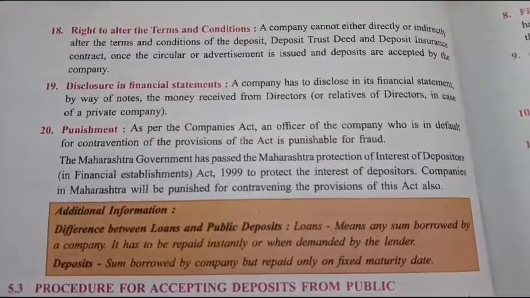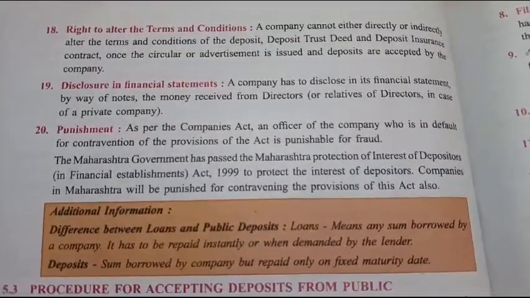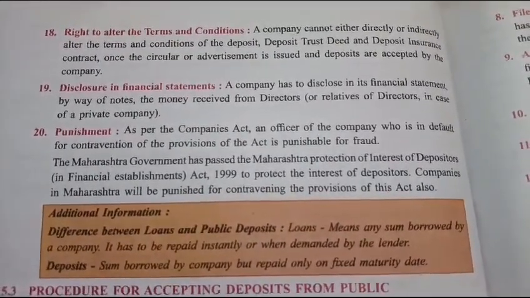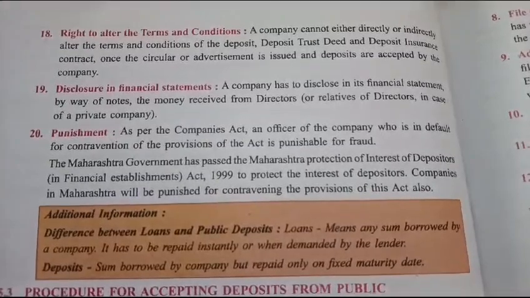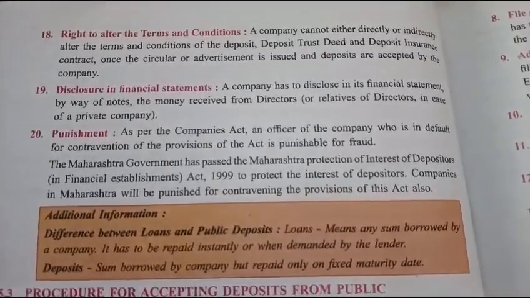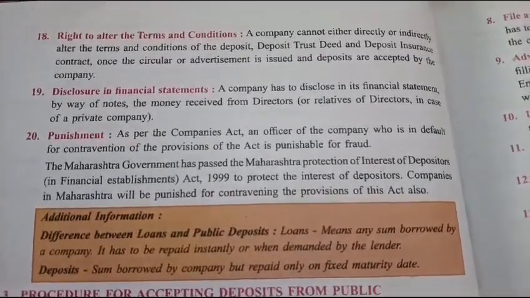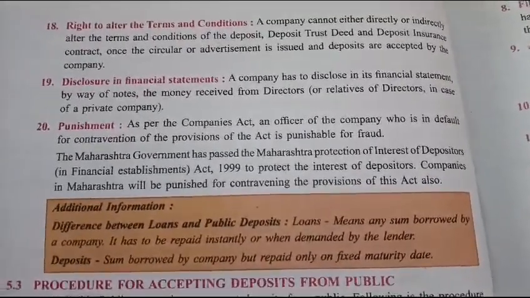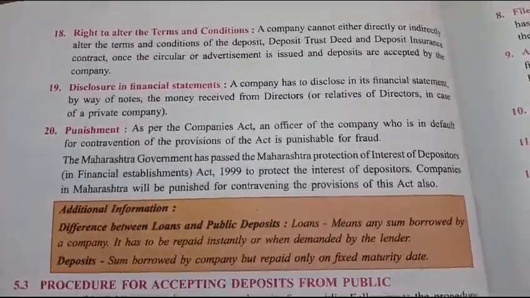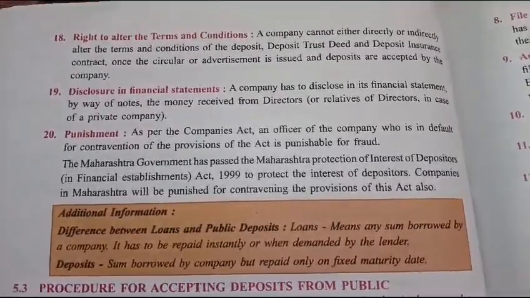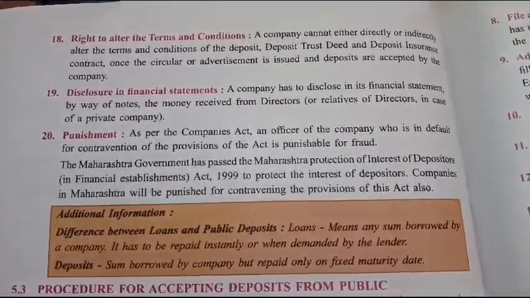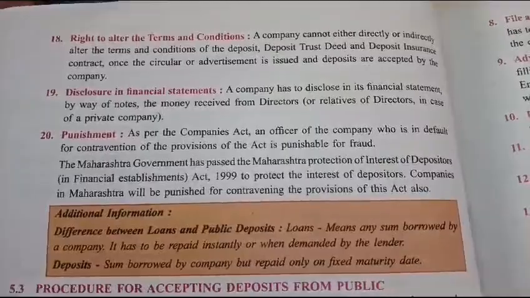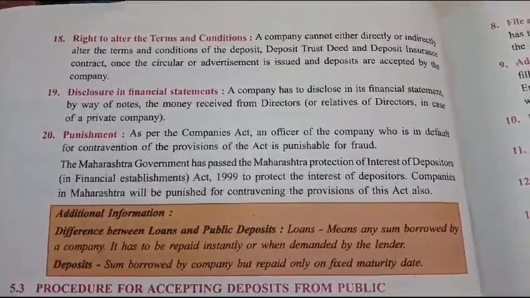19th. Disclosure in financial statements. A company has to disclose in its financial statement by way of notes the money received from directors or relatives of directors in case of a private company. 20th. Punishment. As per the Companies Act, an officer of the company who is in default for contravention of the provisions of the Act is punishable for fraud.